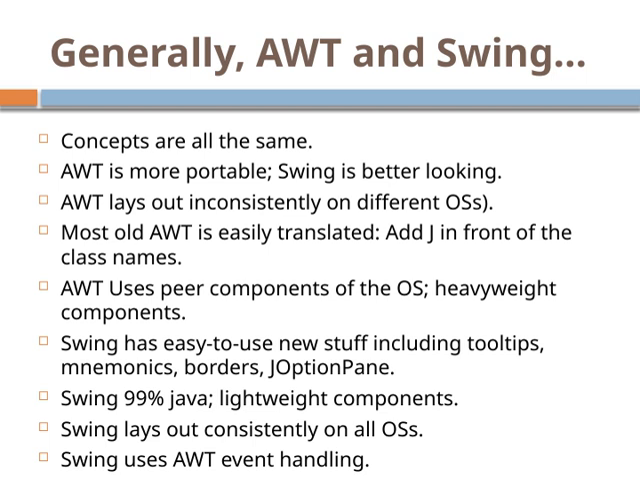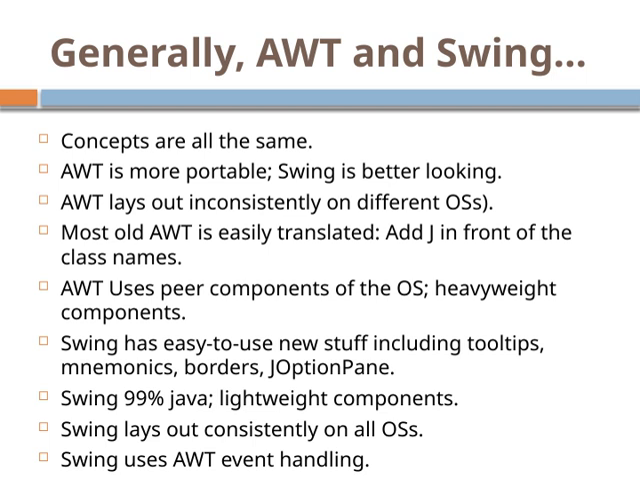Swing, on the other hand, introduces a lot of new, user-friendly features like tooltips, mnemonics, borders, and dialogues such as JOptionPane. These make building interfaces easier and more flexible. In fact, Swing is mostly written in Java, about 99%, and uses lightweight components, meaning they don't rely on the native OS components. This results in a more uniform appearance across different systems.